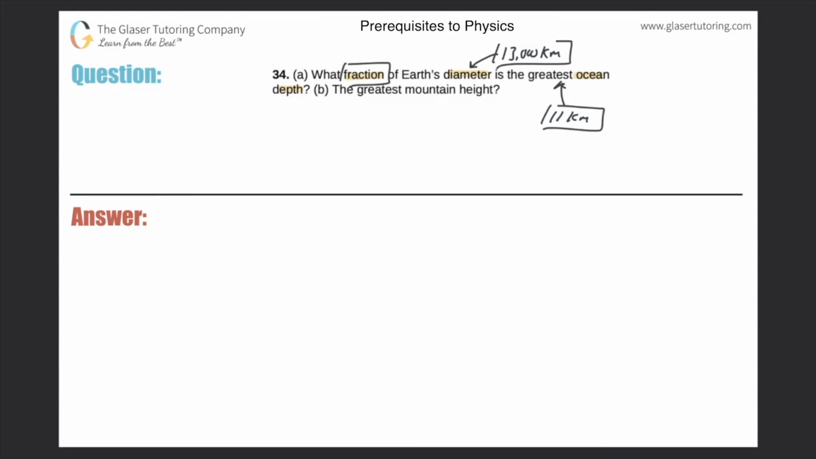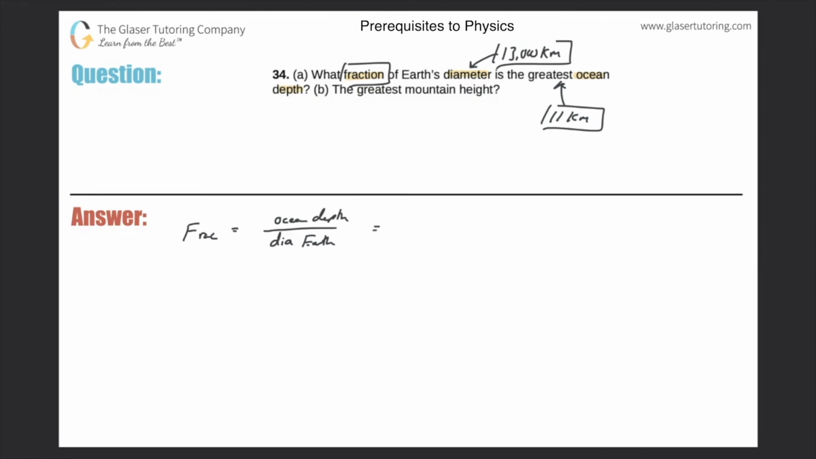Remember, a fraction has a numerator and a denominator. Since we're trying to find the fraction of Earth's diameter, that's the value that goes on the bottom: the diameter of the Earth. The other value, what we're trying to find the fraction of, goes on the top. So in this problem, the ocean depth will be the numerator value.